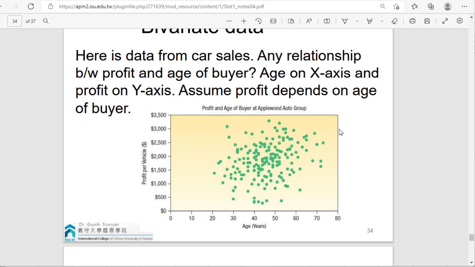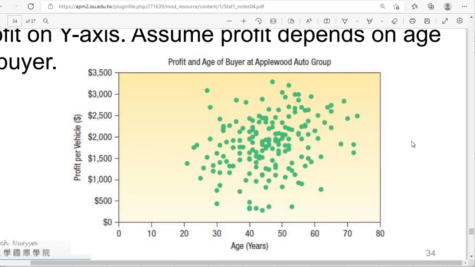Here's another example of a scatter plot. Tell me, what do you think? What we have here is the data on car sales for car sales agents. On the x-axis, on the horizontal axis, we have the age of the agent, and on the vertical axis, we have the profits that these agents make from selling the cars. What could you say about the relationship between the age of the agents and the profits they generate?